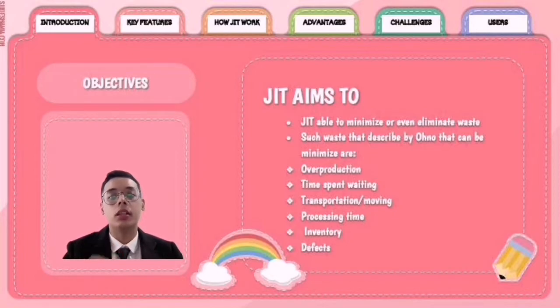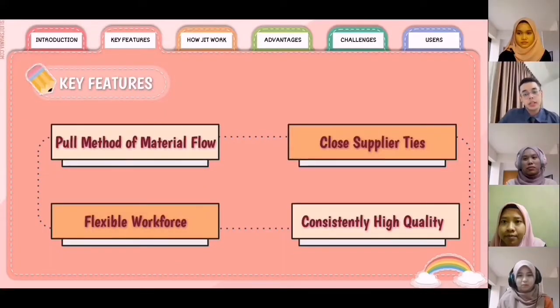Meaning when you are holding less inventory in the warehouse, there is less probability of defective items that you are accountable for when you are using JIT. So far so good, guys. Shall we continue with the next explanation on the key features of the JIT system?